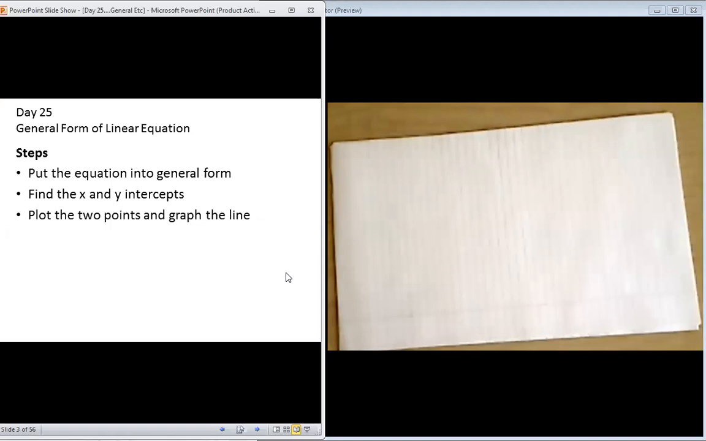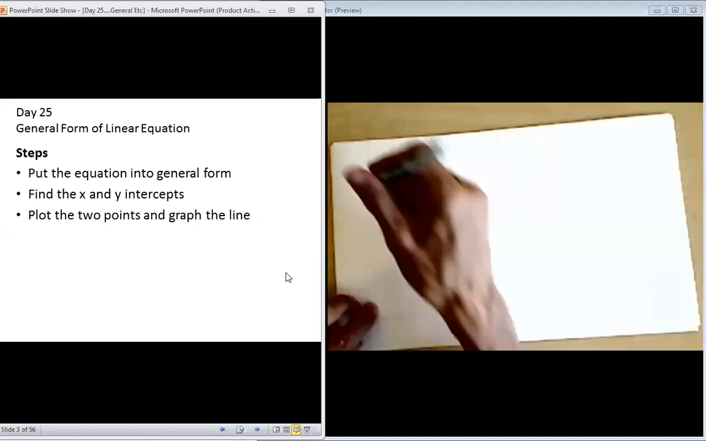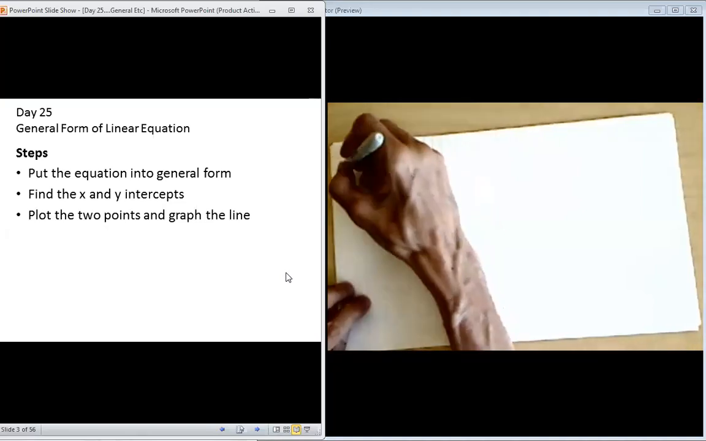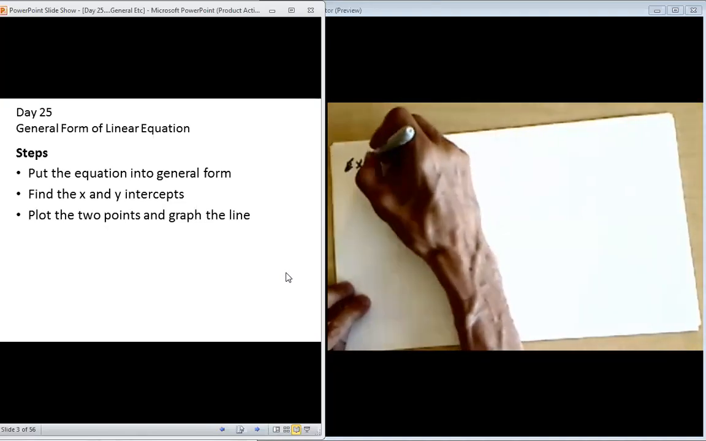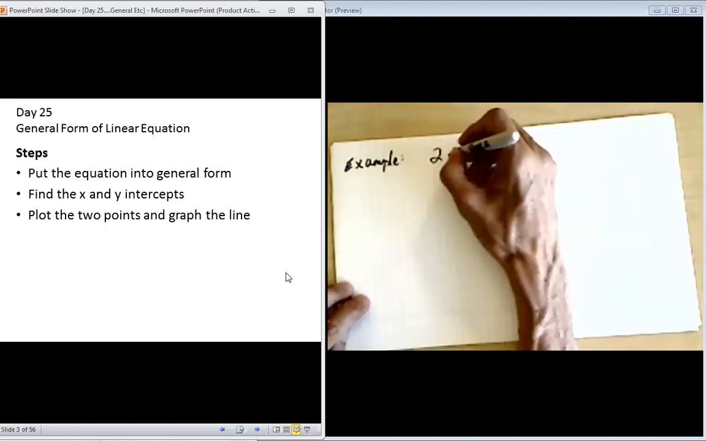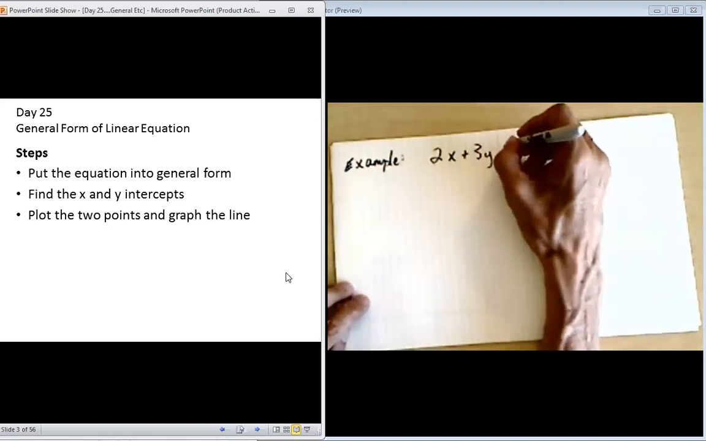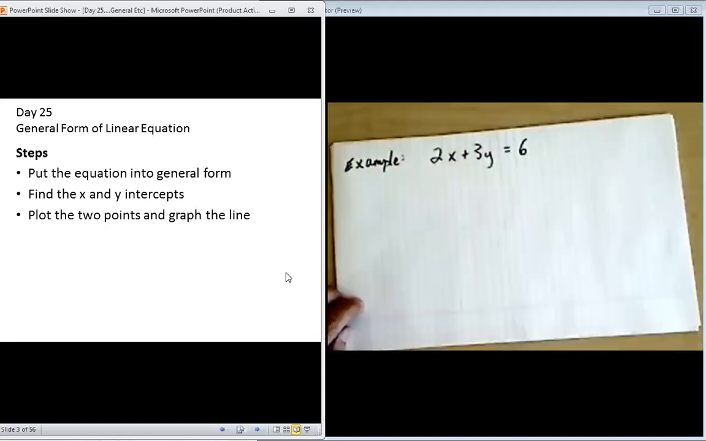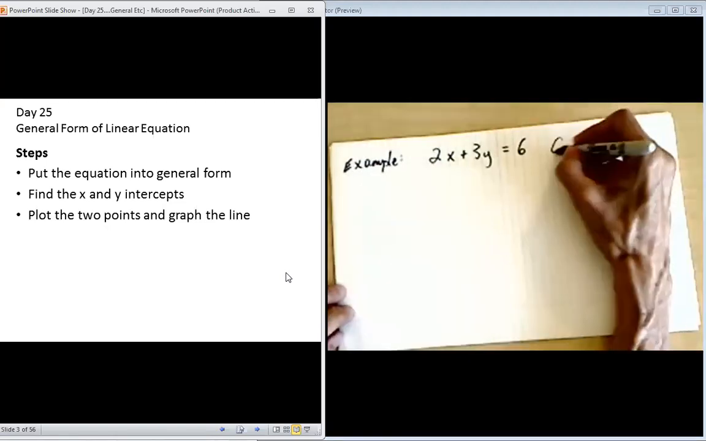Okay, so watch. Let's do this one. Let's say we have this one here. 2x plus 3y is equal to 6. You guys okay? Yeah? Okay, let's do step 1 then. We got to create the graph of this thing.